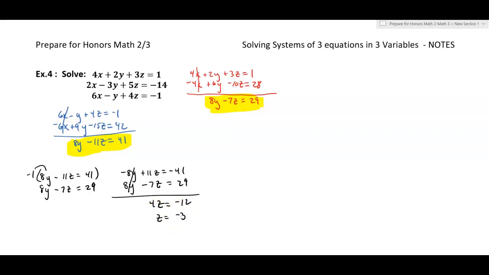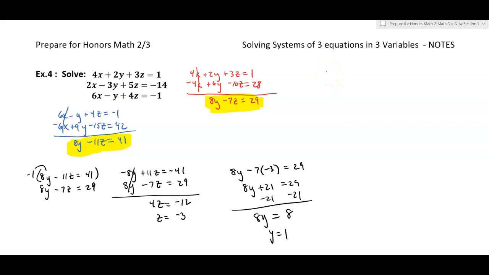Now that I have z equal to negative 3, right? 8y minus 7 times negative 3 equals 29. 8y plus 21 equals 29. Subtract 21. 8y equals 8. y is equal to 1. I have z, I have y. Now I have to find x.